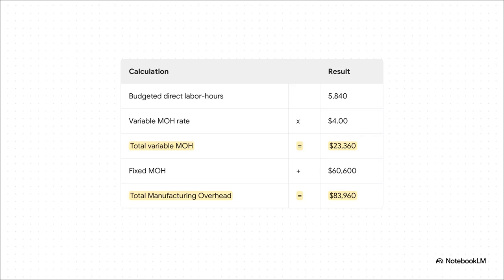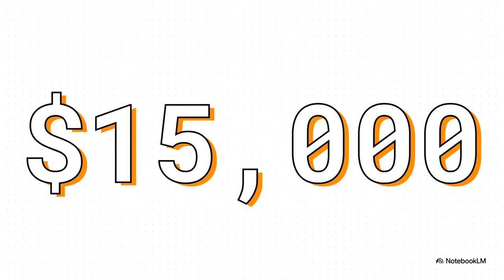Then we just add our fixed overhead, a flat $60,600. Put them together, and our total manufacturing overhead is $83,000. But wait, there is a classic exam trick hidden in that fixed cost number. See, tucked away inside that $60,600 of fixed overhead is this number, $15,000.